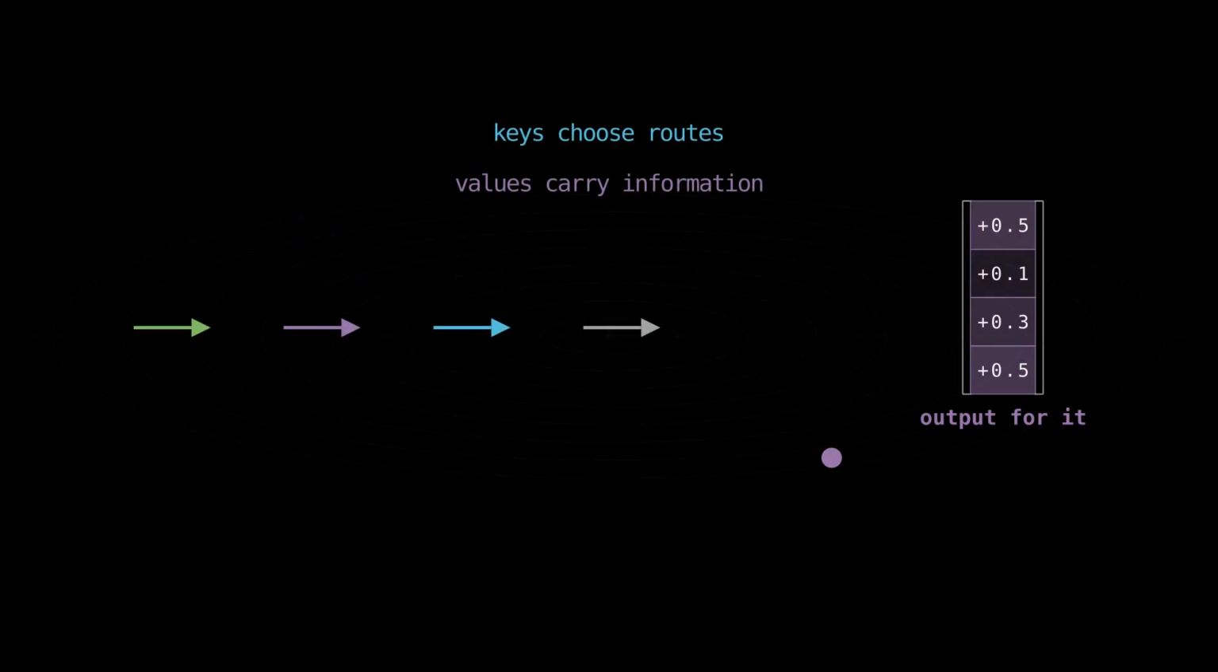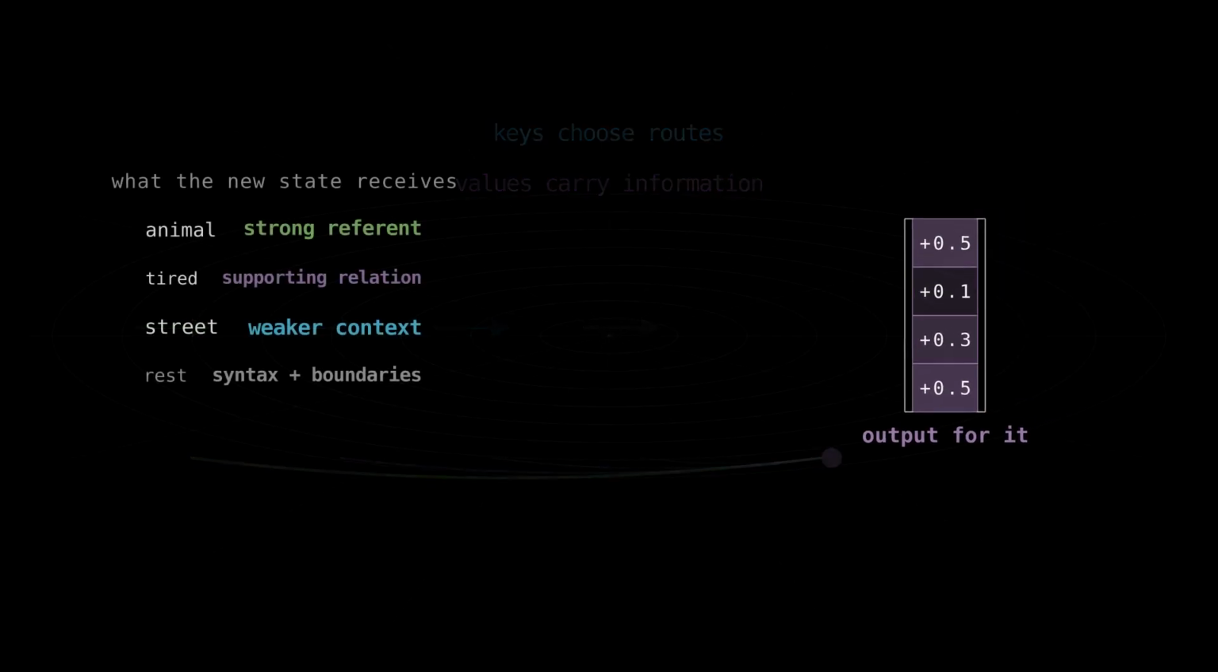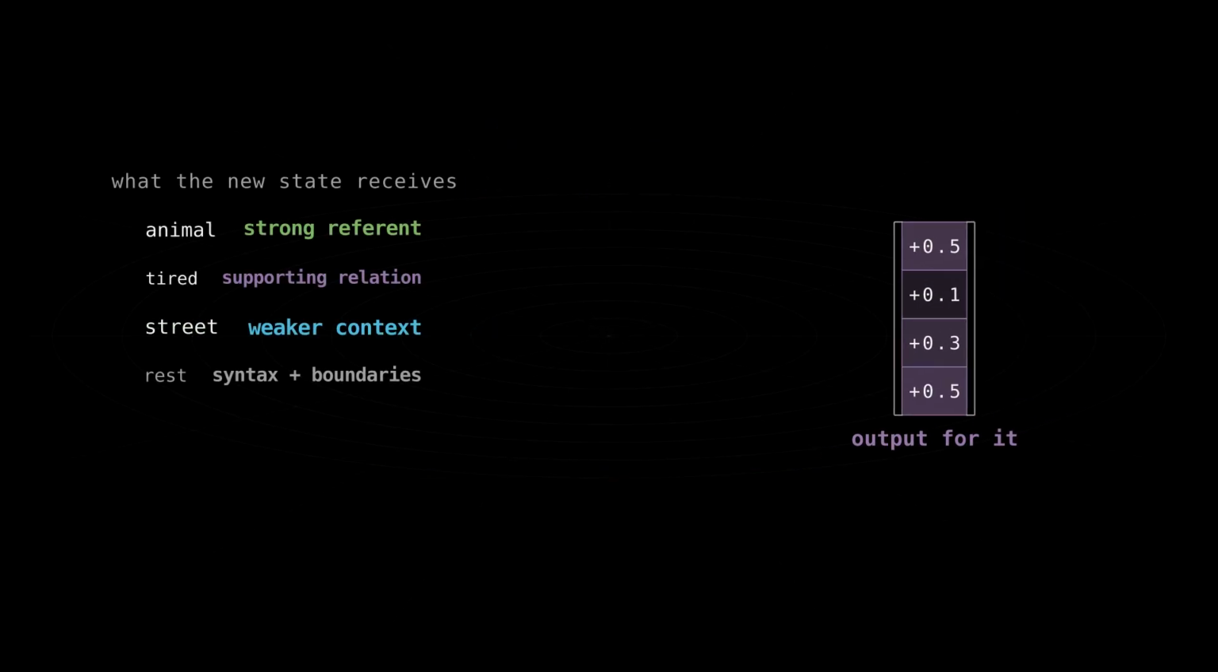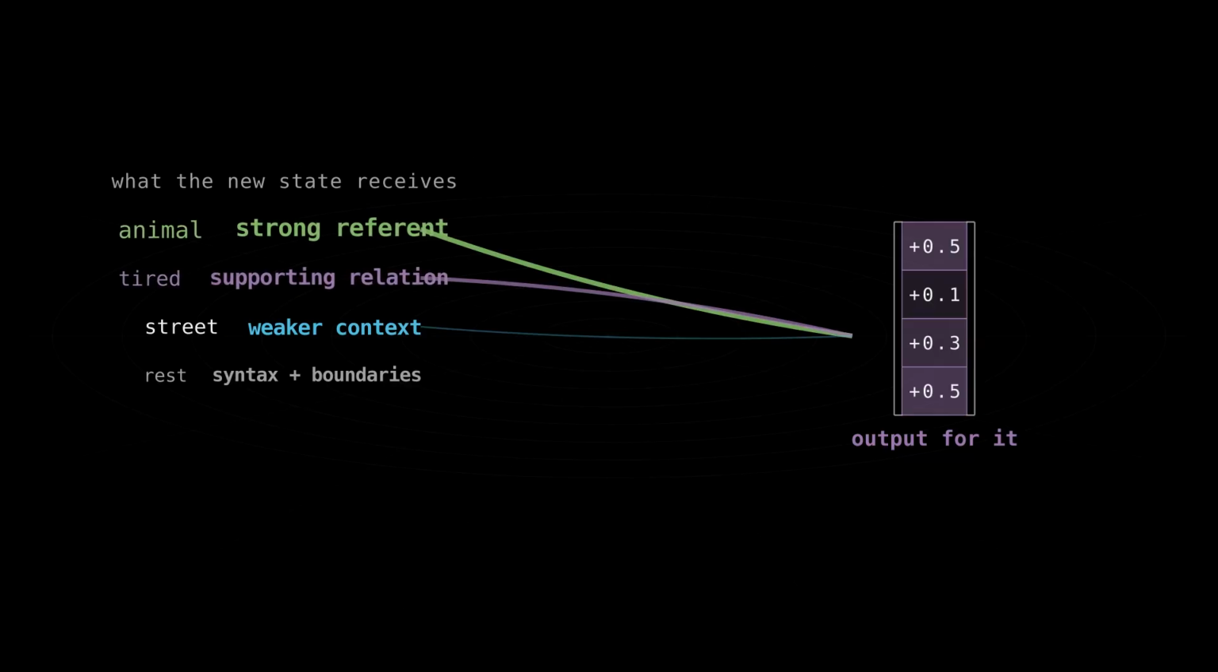This is the distinction that makes query, key, and value click. The model does not average the keys into the answer. Keys determine the routes. Values carry the information, and it doesn't have to select a single winner. The new representation can receive strong information from animal, supporting information from tired, and weaker information from the rest of the sentence. That is useful because meaning is rarely one clean arrow. The token tired helps establish the kind of relationship in the sentence. The token animal supplies the likely referent. Other positions can contribute syntax, boundaries, or context that our simple picture leaves dim.